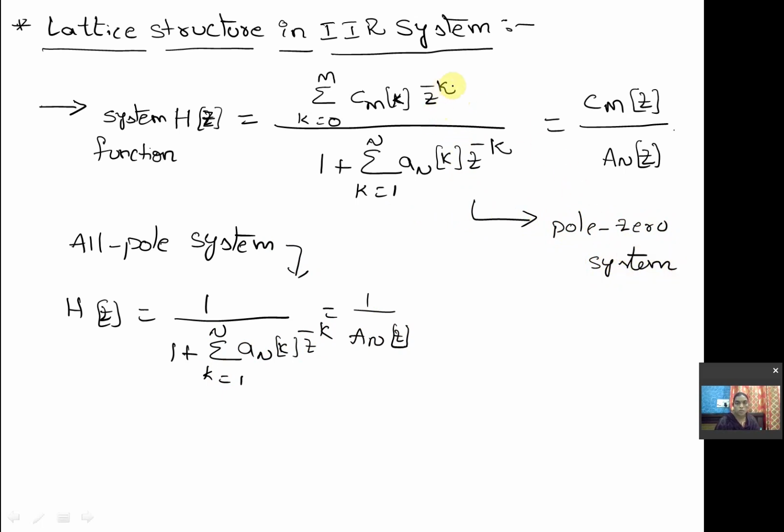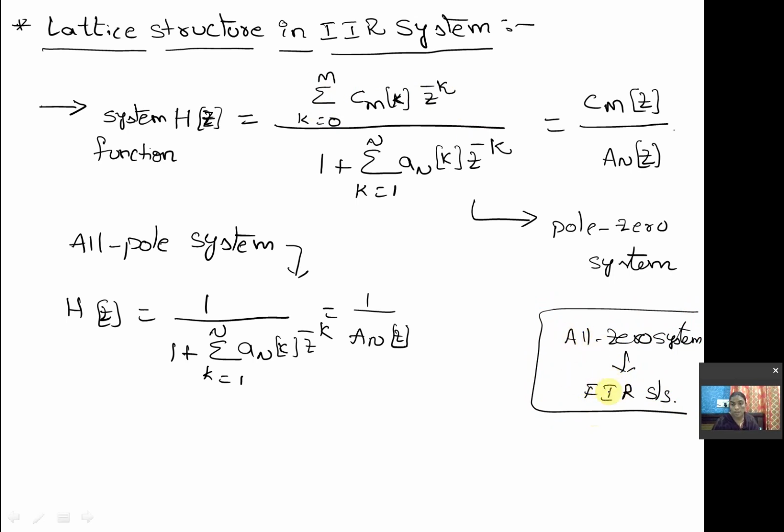If you have only this part, only zeros, that means an all zero system, it is said to be an FIR system. All zero system is nothing but FIR system. We have seen in the previous video how we can realize that FIR system, the all zero system, by using this lattice structure.